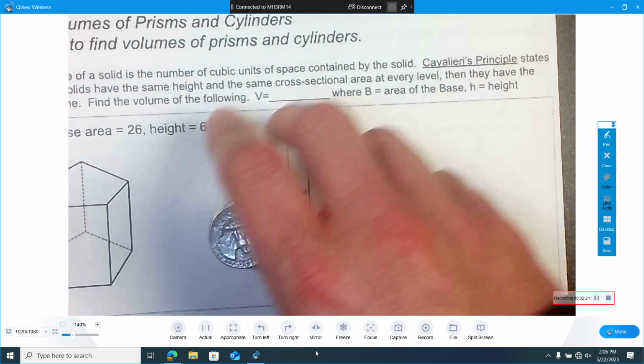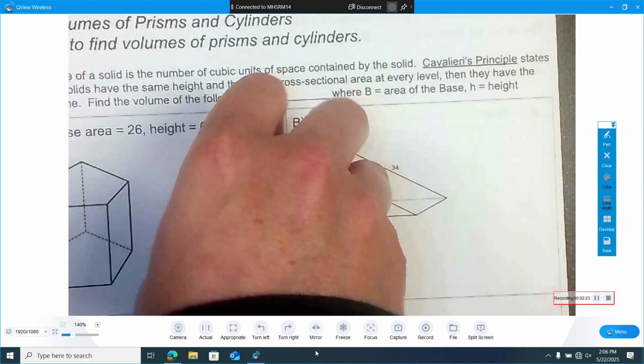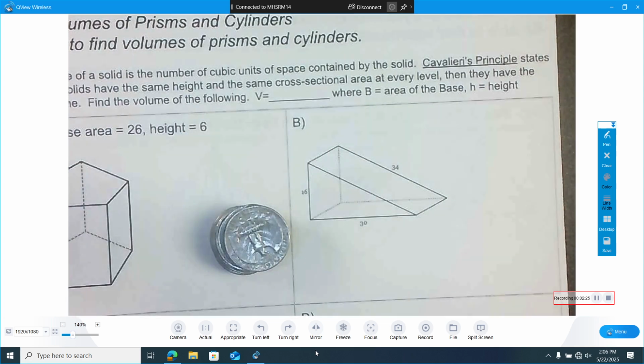By the way, this is the foundation of calculus. Does this paper have thickness? Yes, it does. So in calculus, we say, what if it was as skinny as an infinitely small point? But this is not the calculus that we're doing right now.